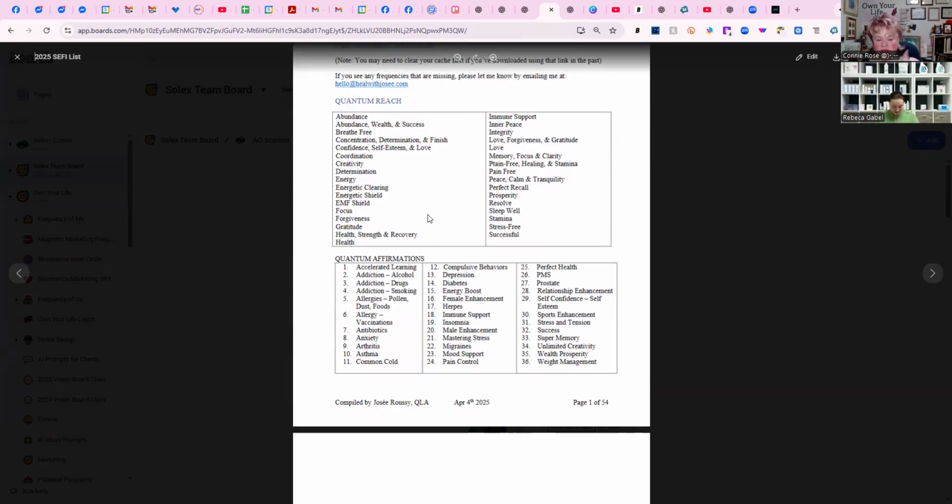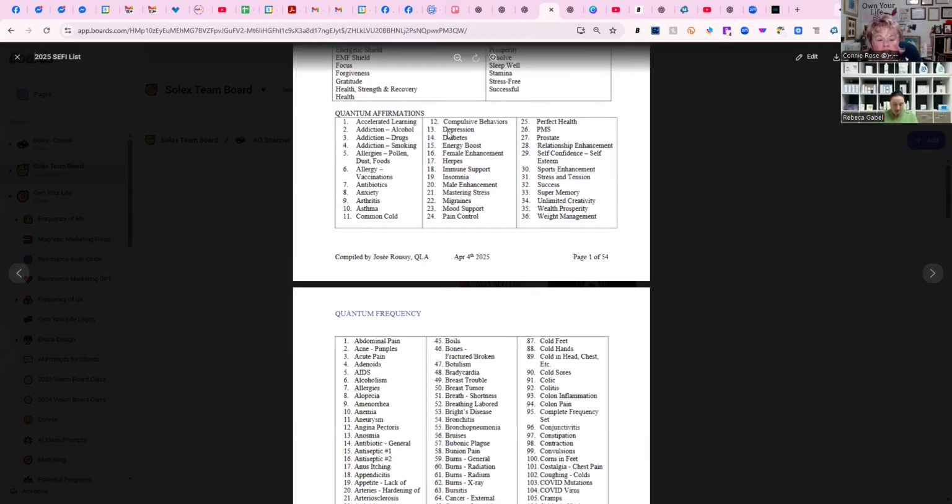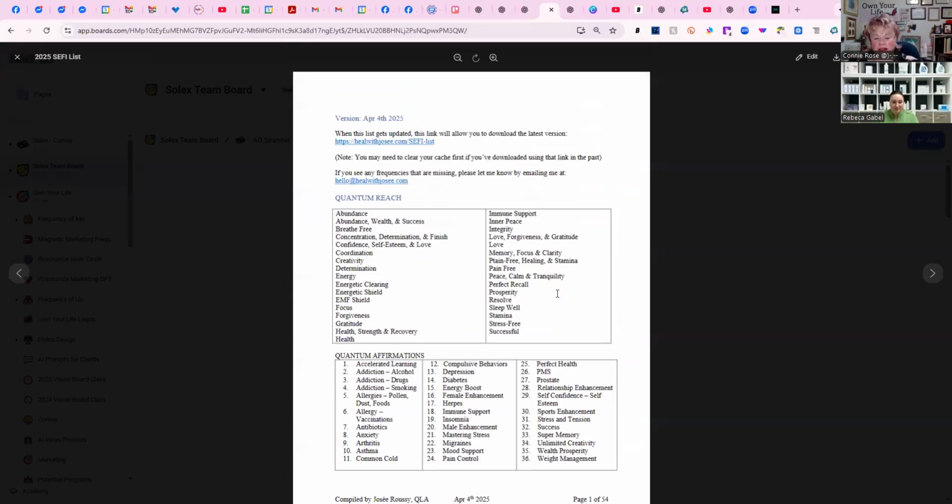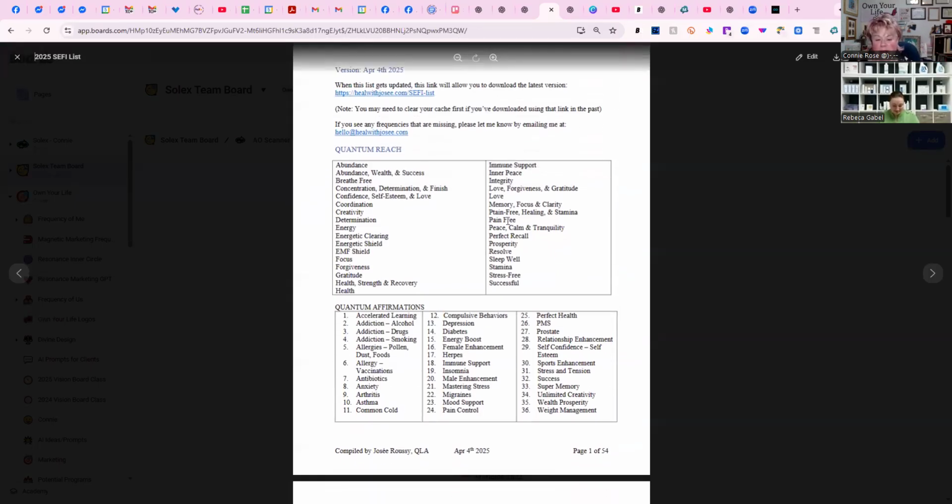So that they can see, do you know anybody that has, just look at this first page. There's 54 pages. If you just looked at page 1, who do you know that has pain? Who needs recall and memory and focus? Or needs breathing? Who doesn't want abundance? Who doesn't want EMF shield? Who doesn't want gratitude, health, strength, recovery? Just this first little box, right?